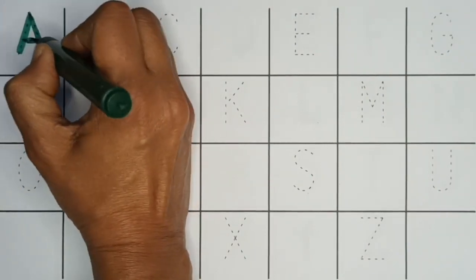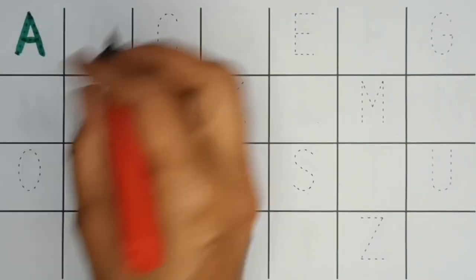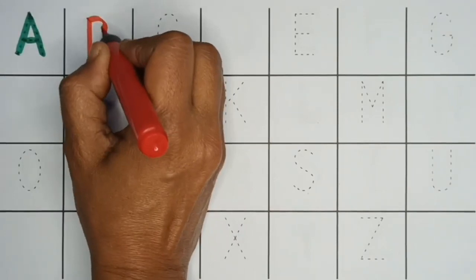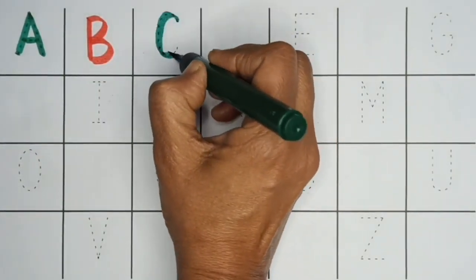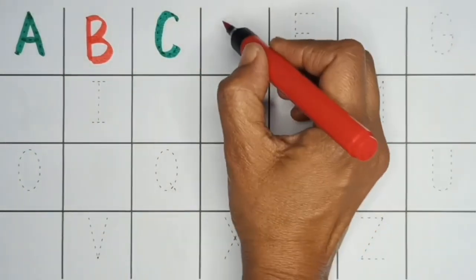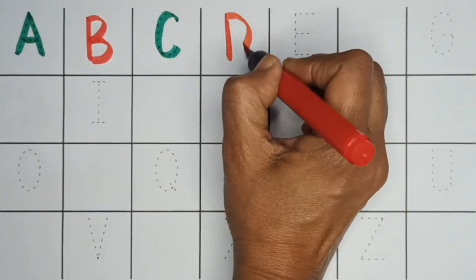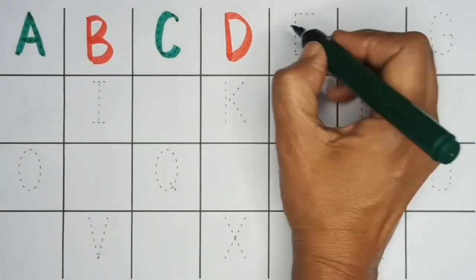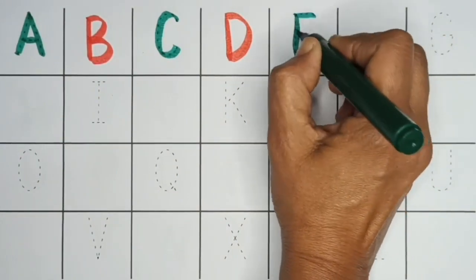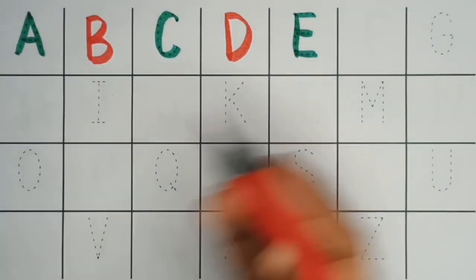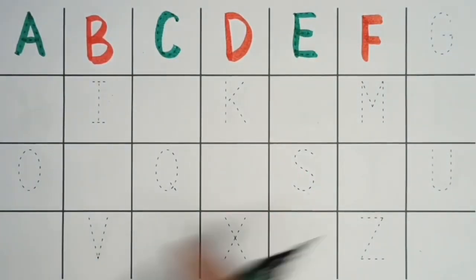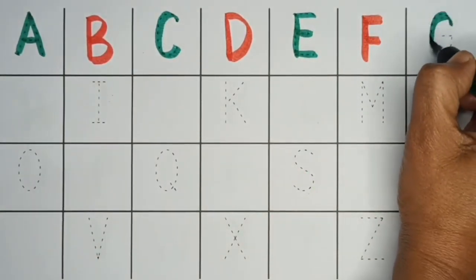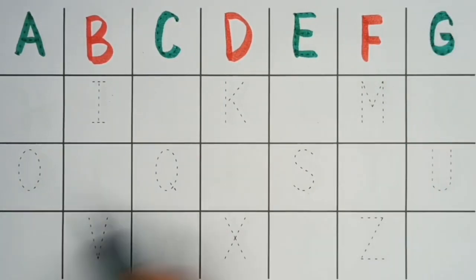A for apple. B for ball. C for cat. D for dog. E for elephant. F for fish. G for grapes.